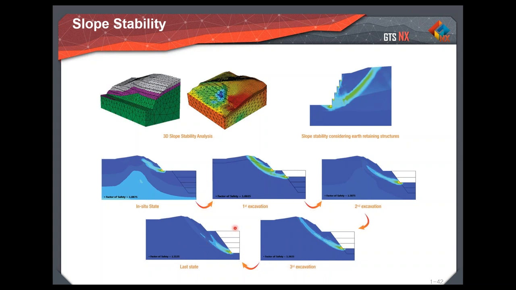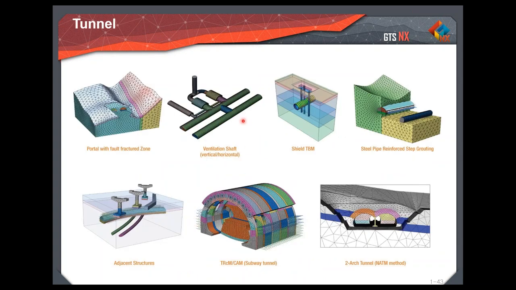What I'm basically telling you here is that in one model, you can run this number of analyses at once. In the first stage you will get the factor of safety, then second, third, fourth, and fifth, and at each stage you can find your failure surface. That is the most advantageous thing we have in GTS NX. So you can model this type of tunnels and shafts. I have a model with shaft and tunnel intersections as well, which will be shown to you within some time.